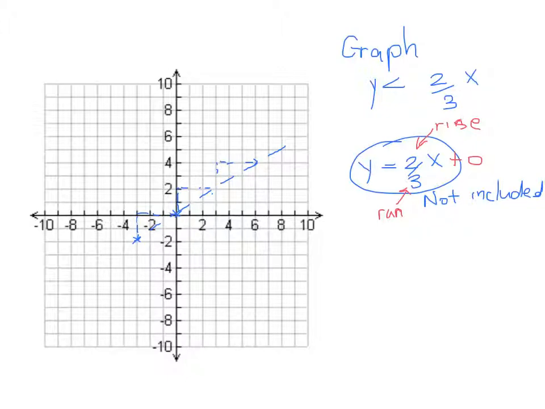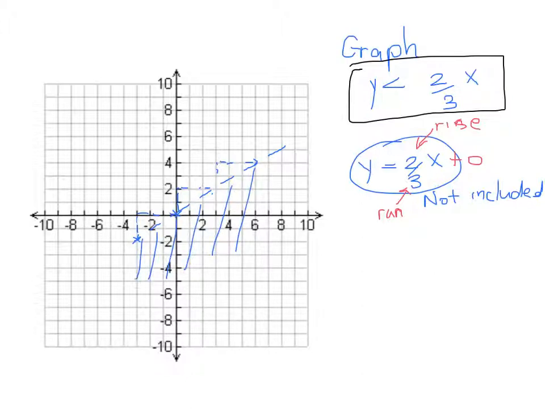But going back to our original inequality, it said that y had to be less than 2/3 x. Less than, which means that it's lower than our line, which means our solution should fall on this side. So that is where our solution is. On the bottom, y is lower than 2/3 x. And if you want, you can take any point within that region and check it. Alright, let's do one more example.